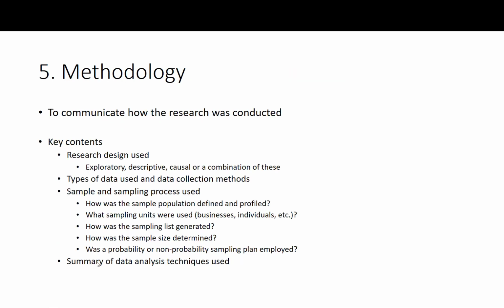So the methods section is to communicate how the research was conducted. So research design includes exploratory designs, descriptive designs, causal designs, theoretical designs, or a combination of these things. It also includes the types of data used or the types of evidence used. So secondary, qualitative, quantitative.